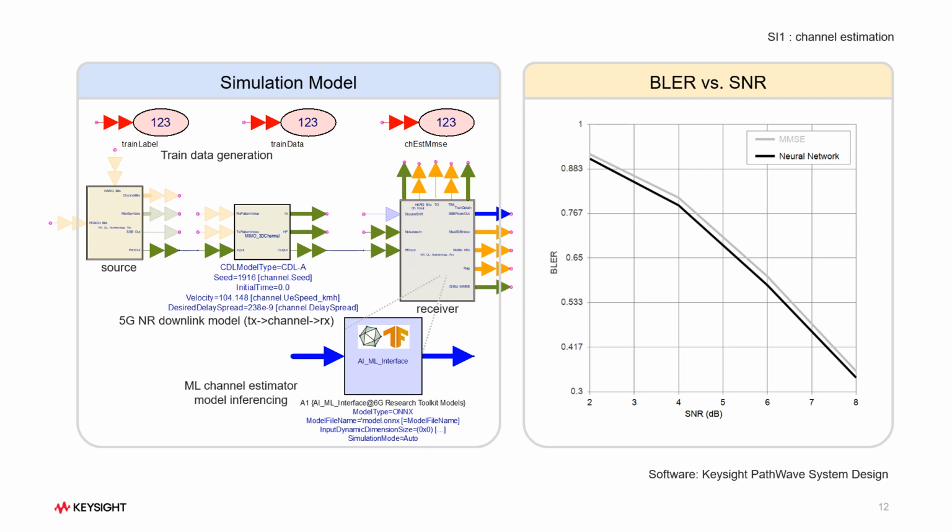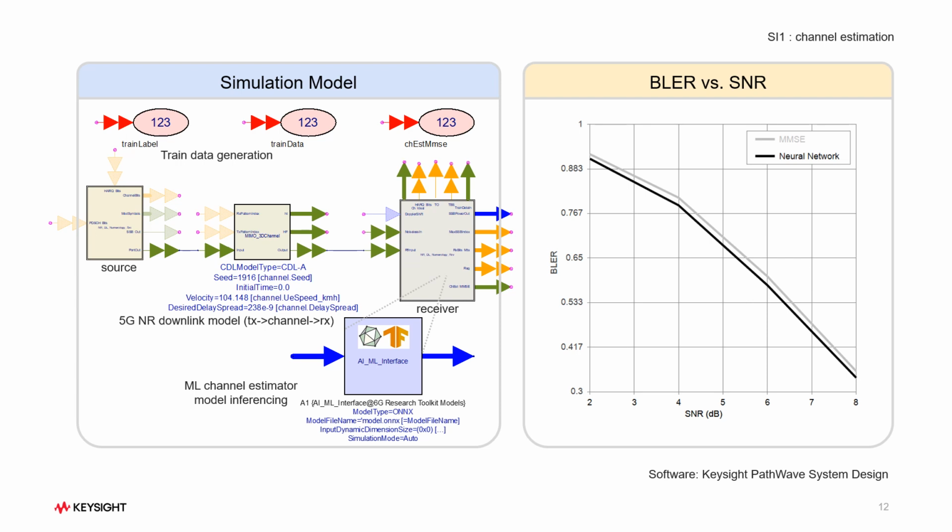This simulator serves a dual purpose. It allows me to generate both training data and label data for the training of my CNN-based channel estimation model. Once the model is trained, it replaces the original MMSE channel estimator through the importation of an ONNX file. The graph on the right visually represents the performance improvements in terms of the block error rate as a function of the signal-to-noise ratio.